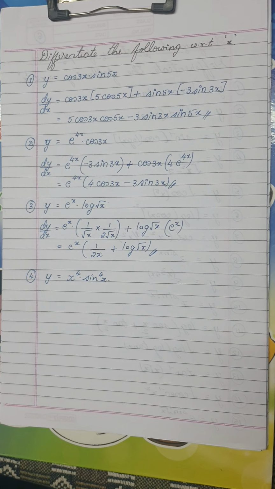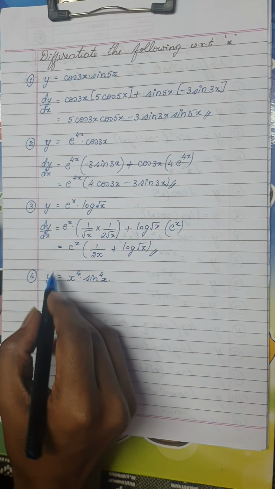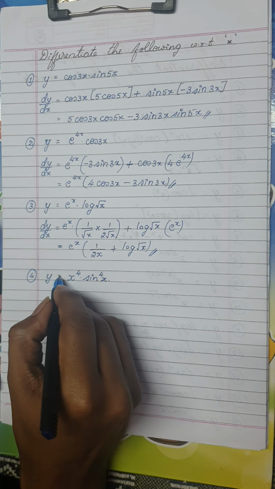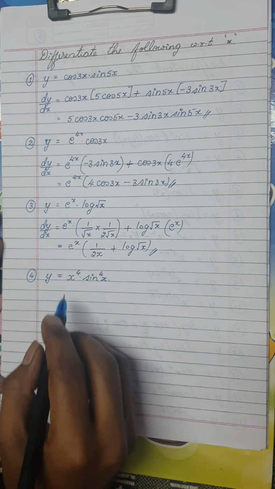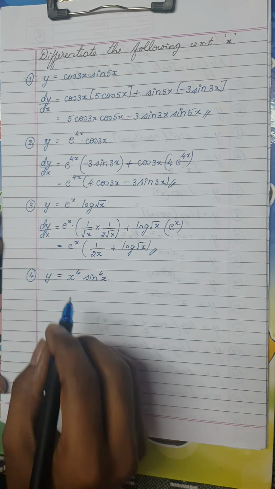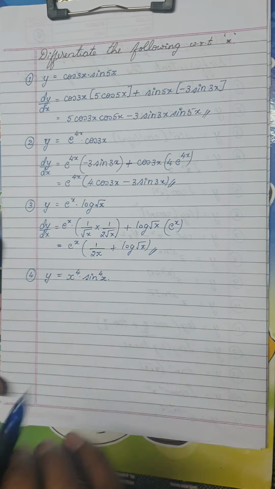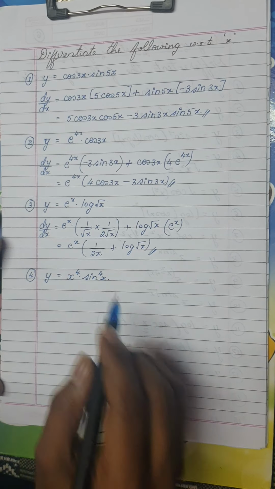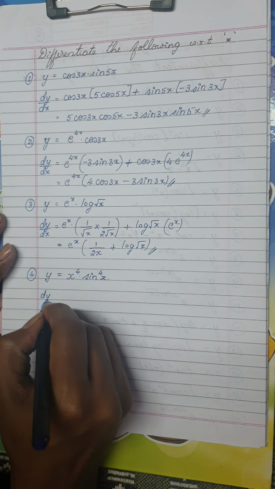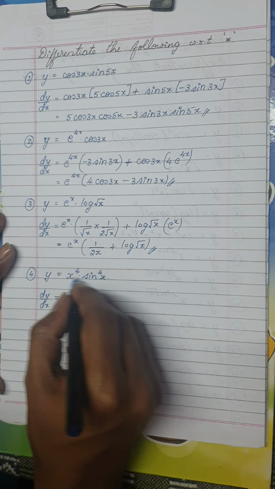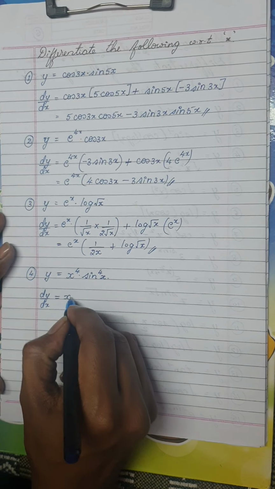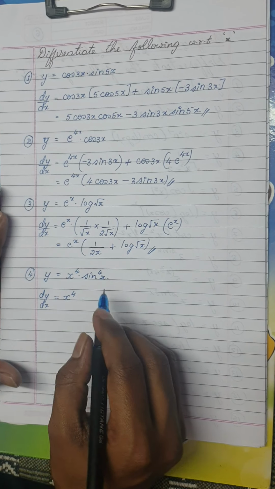Well, we are moving on to the next question. I have y is equal to x power 4 into sine power 4 x. Remember, it is sine power 4 into x, sorry, sine power 4 into x. It's not sine 4x, okay? So therefore, dy by dx, the derivative is, again we have a two function product, so keep one function as it is, x power 4.